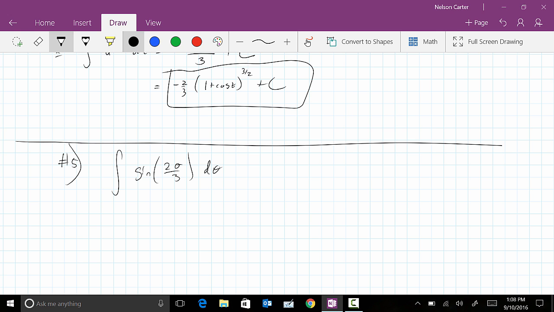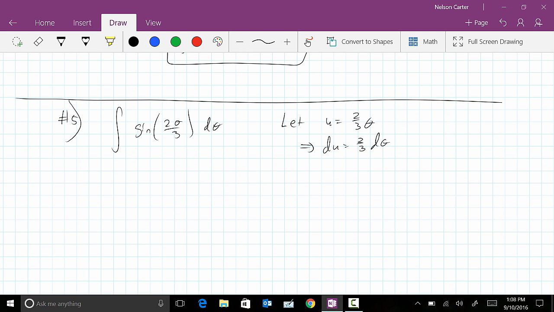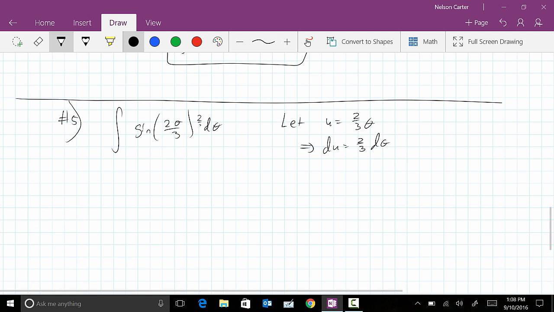I'm going to let u equal 2/3 theta, but that would imply that the differential of u is 2/3 times the differential of theta. So then I'm going to put a 2/3 here, but then I've got to put a 3/2 here to balance. So then I've got a 3/2 times the integral of the sine of u du.